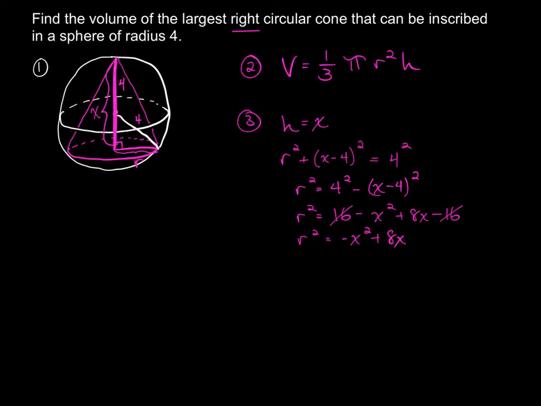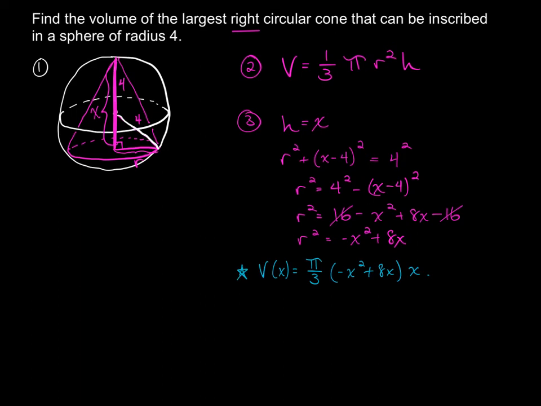I'm going to write it in blue, that V of x, because now the volume is all in terms of x. Actually, I'm going to write it as pi over 3 because that's the same thing as 1/3 pi. R squared is negative x squared plus 8x, times h, which is just x. So this is the new equation we will be using for this example.